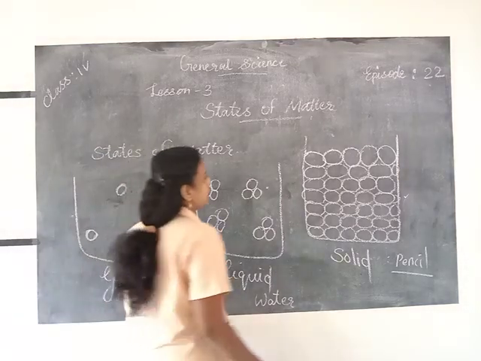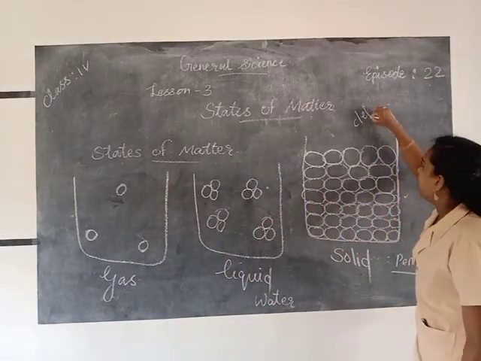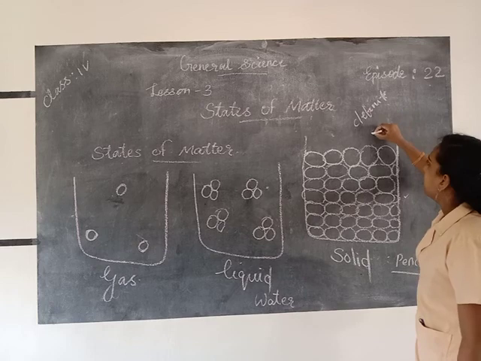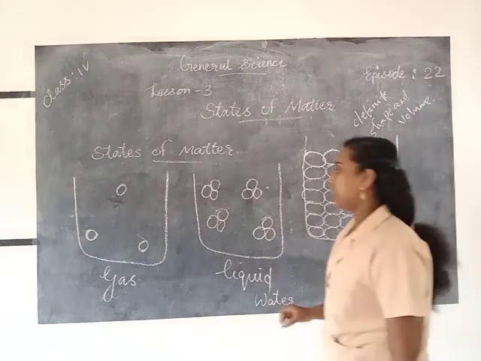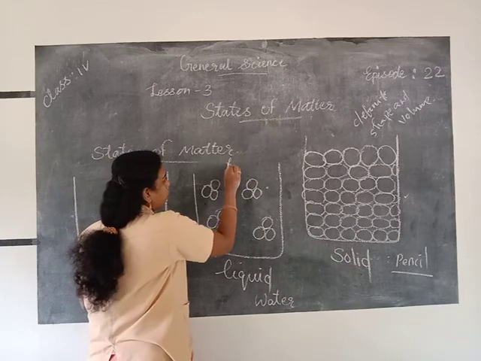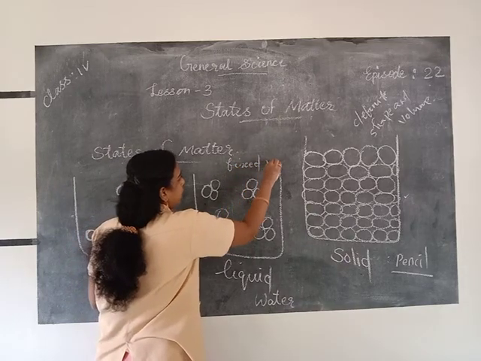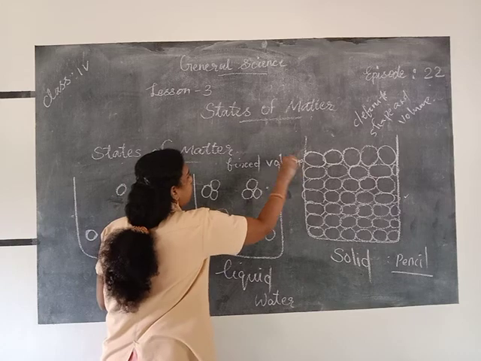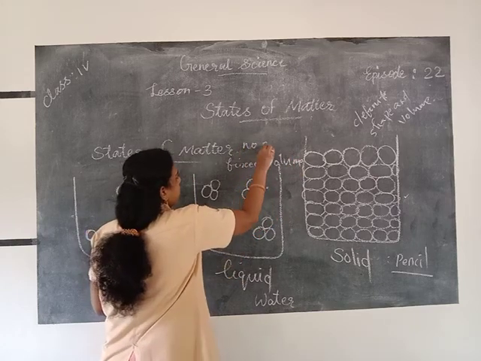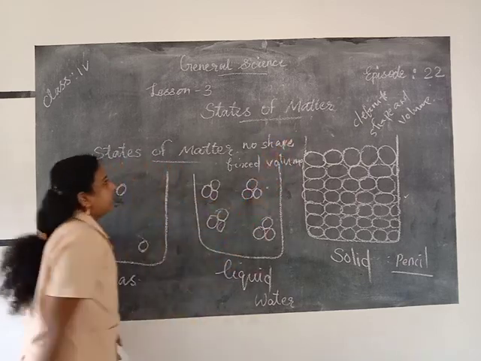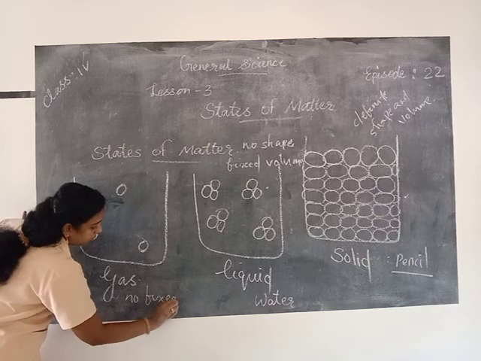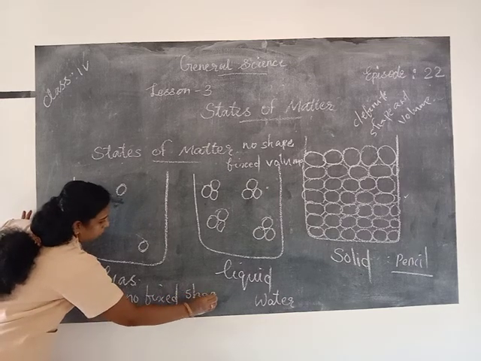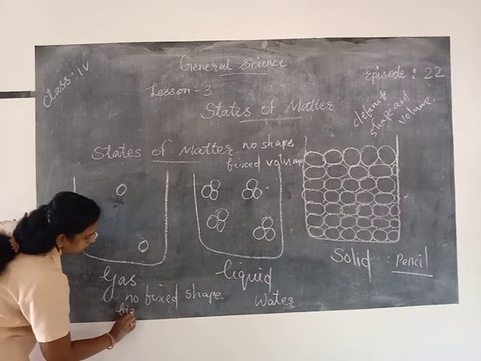So in solid state, they have definite shape and definite volume. But in liquid state, they have fixed volume but no fixed shape. In gaseous state, they have no fixed shape and no fixed volume.